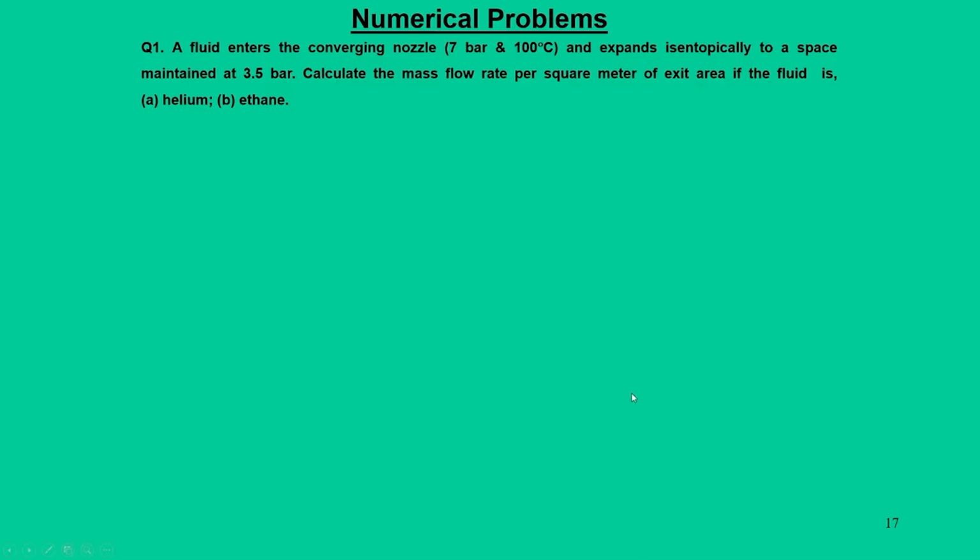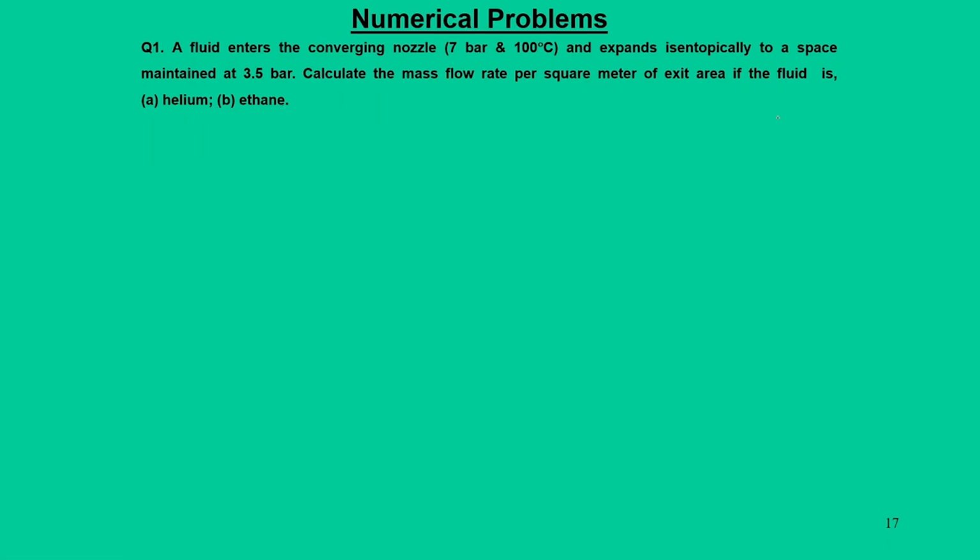The first problem talks about a situation when a fluid enters a converging nozzle with an initial condition of 7 bar and 100 degree centigrade, and expands isentropically to a space which is maintained at 3.5 bar. We do not know the fluid conditions. We have to find the mass flow rate per square meter of the exit area of the fluid, if the fluid in the first case is helium and in the other case is ethane.